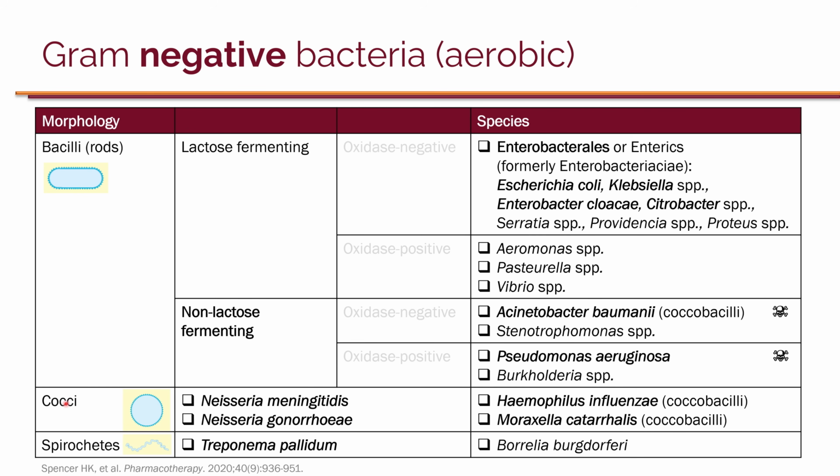Then we have cocci. So these are the ones that look like a circle or a ball under the microscope. We have Neisseria meningitidis, Neisseria gonorrhoeae, Haemophilus influenzae, and Moraxella catarrhalis. Of note, H. flu or Haemophilus influenzae and Moraxella catarrhalis or M. catarrhalis, these are coccobacilli. In other words, under the microscope, they kind of look somewhere between cocci and bacilli.